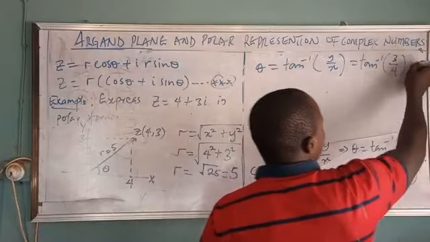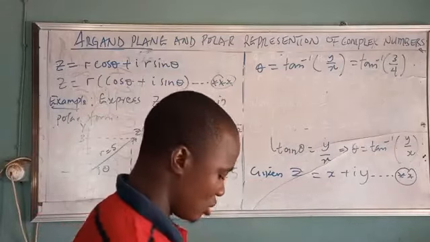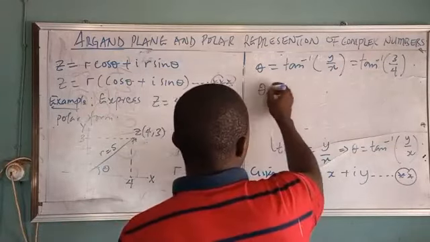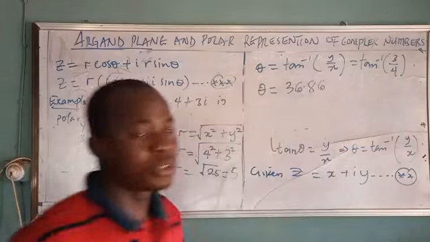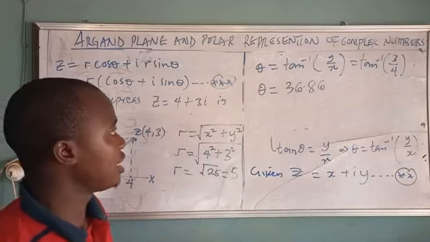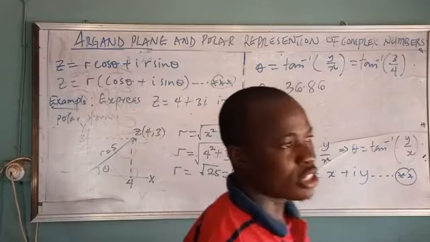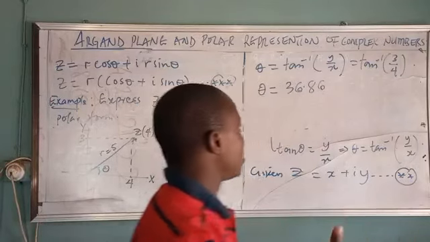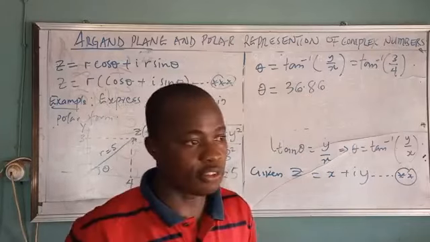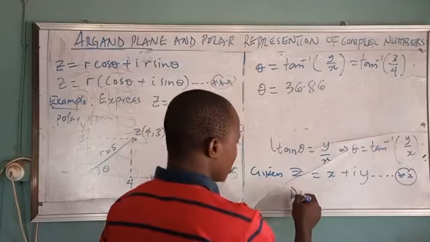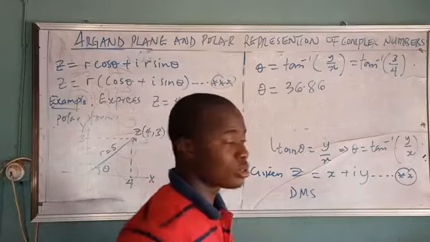So if you press your calculator, tan inverse of 3 over 4 gives us theta to be 36.86. So now this is 36.86 in degrees. If we want to put your answer in degree DMS system, that is from degree to minutes to seconds.